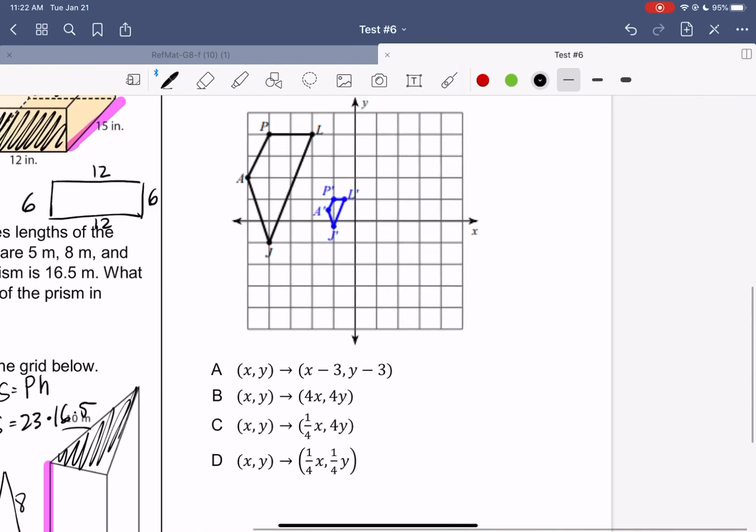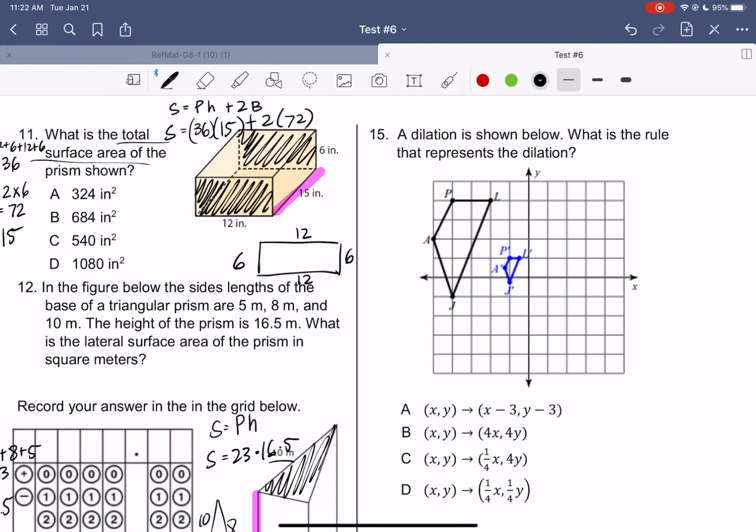And our last one is a dilation shown. What is the rule? So the first thing I want to point out are these primes. So this right here is the new, and this is the old. This is our pre-image, and this is our image. So it's getting smaller. It's a reduction.